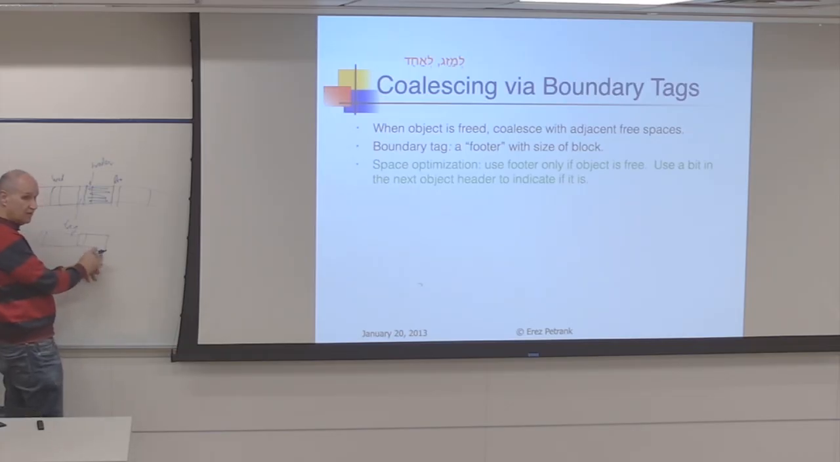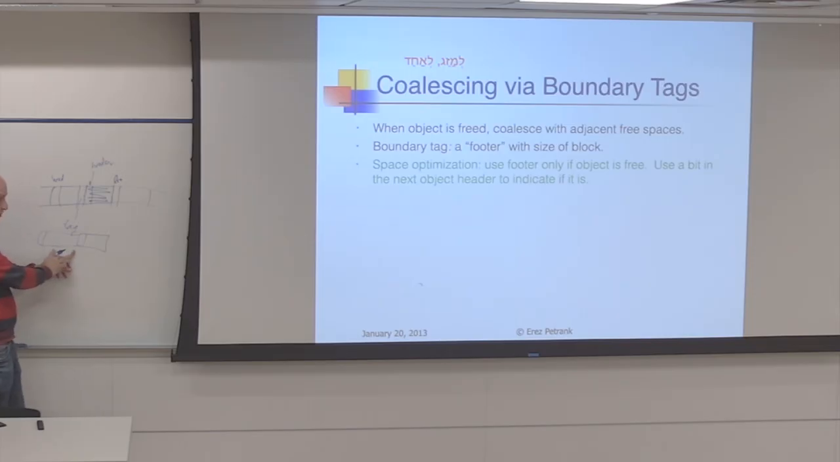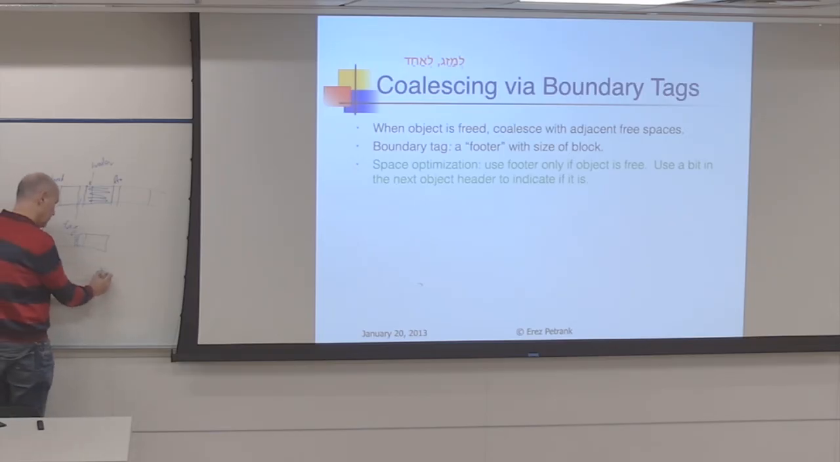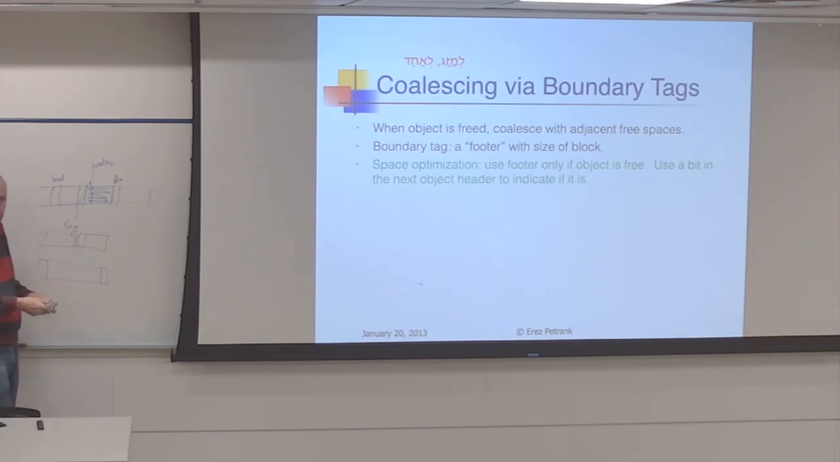A boundary, a footer, the footer. So there is a footer here if it is not used, yes. So I don't need it anymore because it is not a footer. Now there is a larger coalesced free space, and I will put the footer here and the header here. Whatever was here, I don't have to erase it, but I don't use it anymore.